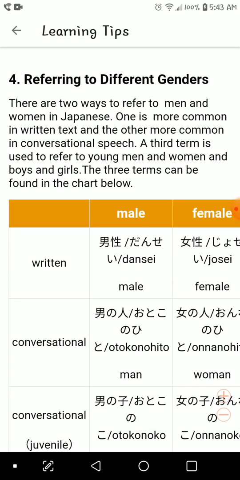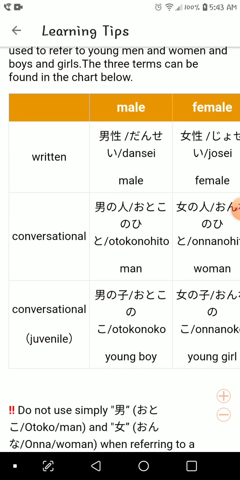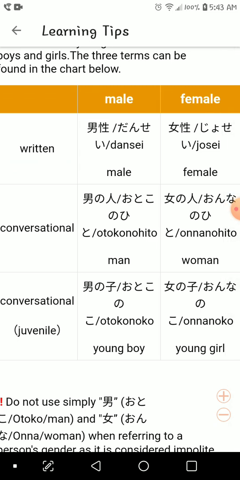There are different ways to refer to men and women in Japanese. One of the most common ways is written in text, and another common way is in conversational speech. A third term is used to refer to young men and women, and boys and girls. The three terms can be found in the chart below. Dansei is male, written. Josei is female, written. Otoko no hito is man, conversational. Onna no hito is woman, conversational. Juvenile: otoko no ko, onna no ko. Sorry, guys.